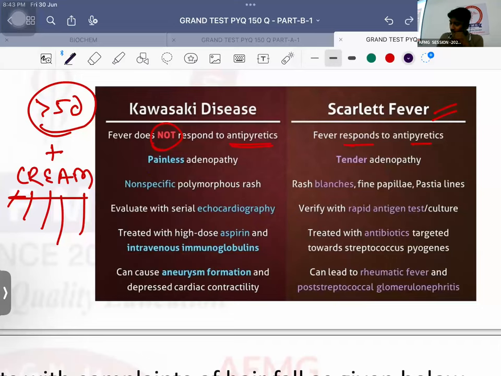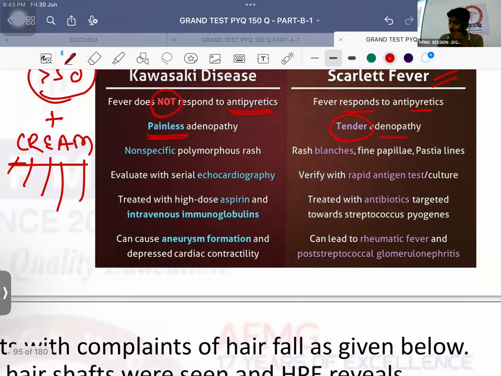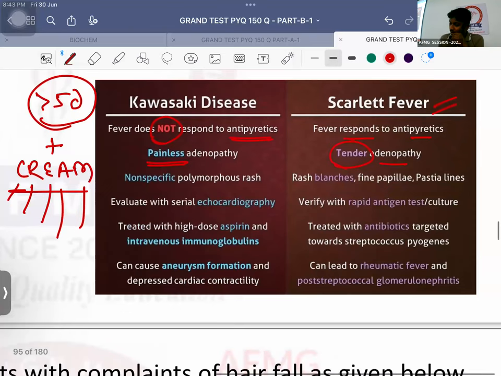Painless lymphadenopathy is seen in Kawasaki disease, but a painful or tender adenopathy is seen in scarlet fever. Important, in Kawasaki disease, the lymphadenopathy is unilateral or bilateral? It is unilateral, but in scarlet fever it is bilateral. Next, important, Kawasaki has a non-specific rash. It can be any type of rash. But in scarlet fever, there is a rash which blanches. If you press, it will turn white.